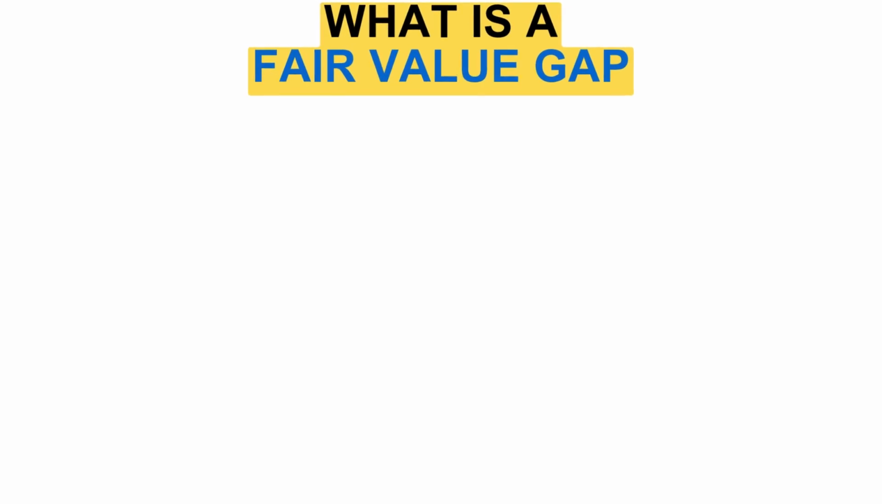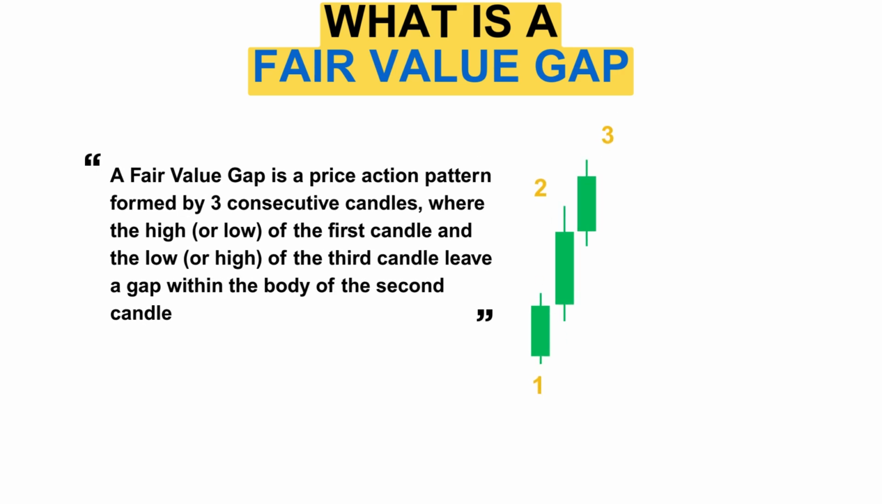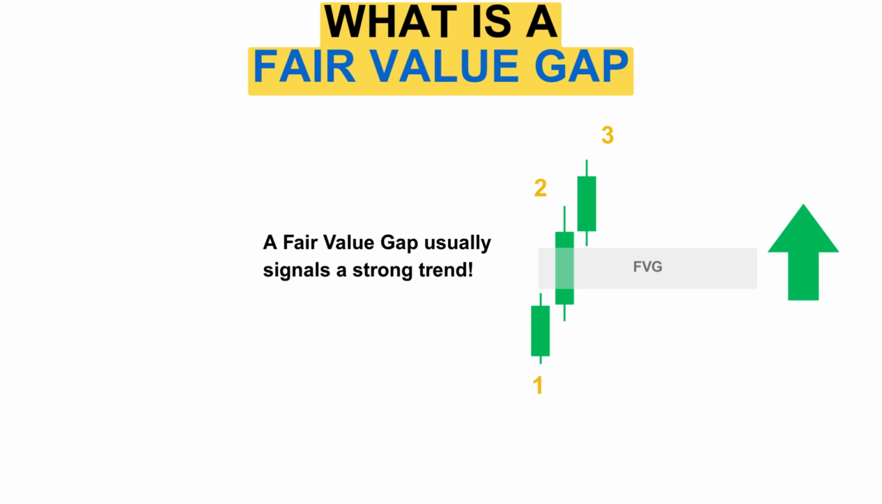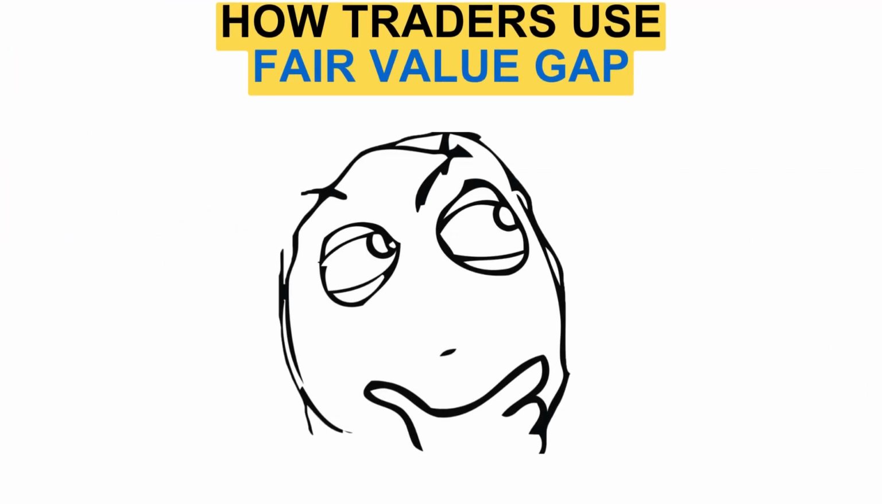First, what is a fair value gap? FVG. A fair value gap is a price action pattern formed by three consecutive candles, where the high or low of the first candle and the low or high of the third candle leave a gap within the body of the second candle. A fair value gap is created when price moves aggressively in one direction, signaling the presence of a strong trend. But what exactly do ICT traders use fair value gaps for?